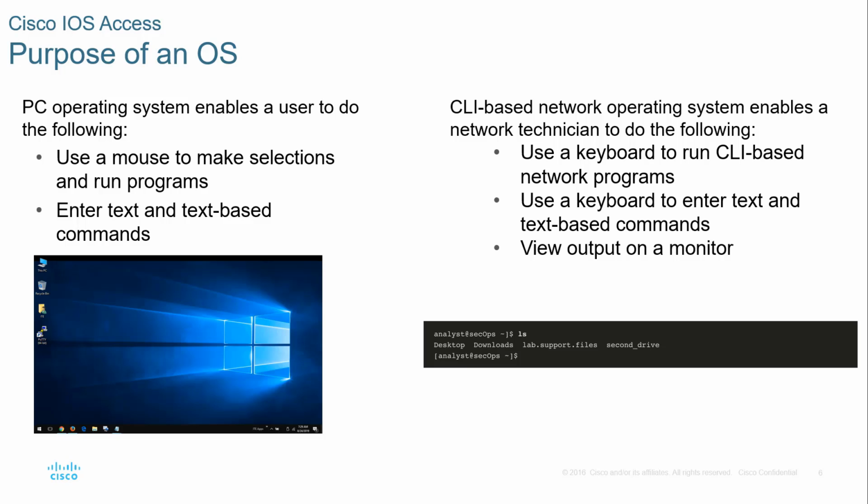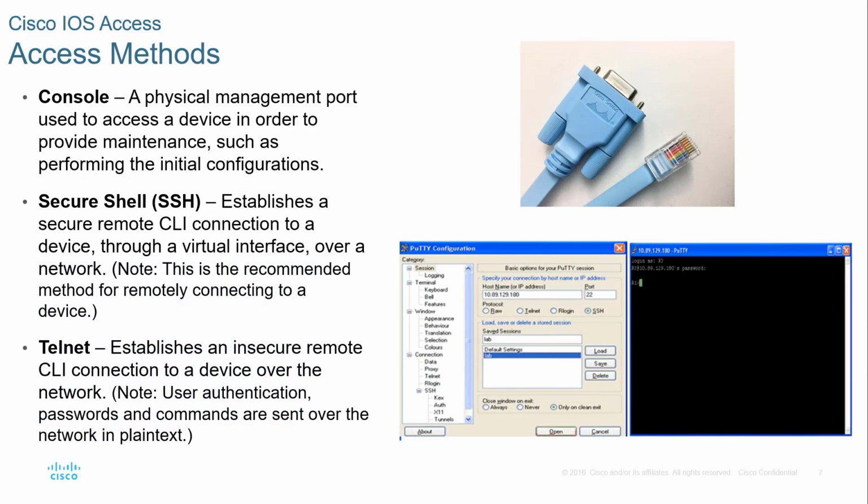So how do we access the command line? We access it through a console cable. This is a traditional console cable up here. It's a DB9 on one side and an RJ45 with a correct pinout on the other.